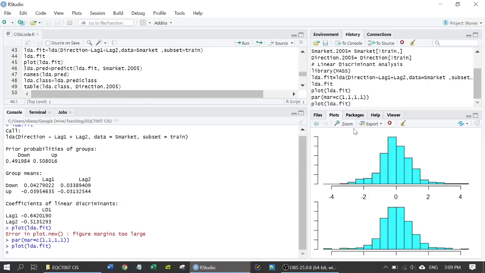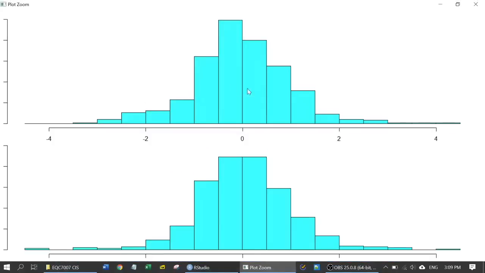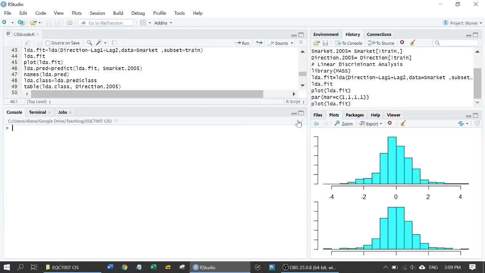Okay, so basically what does this plot mean? All right. So this plot is actually the linear discriminant. This is for the direction equal to up, and this is the direction equal to down. Okay, so I'm not really an expert in this kind of graph, so I just make a pass on it. So basically our interest is to make predictions, and we want to come up with the confusion matrix and to see if this LDA performs better than the logistic regression we did just now.